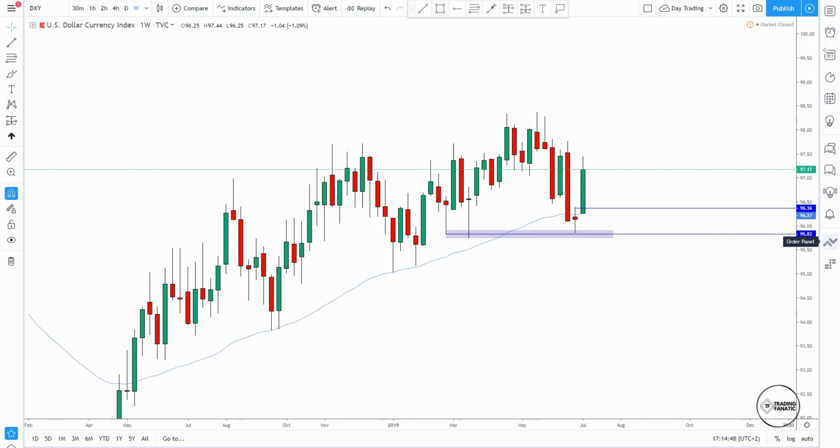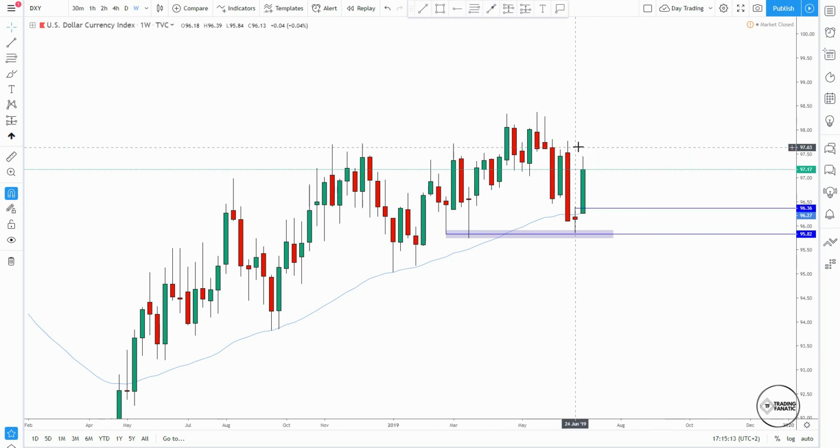As always, we're starting from the DXY because we must always be aware of the strength of the dollar, because we almost trade only USD based pairs, so we have to know how the dollar is moving, even the fundamental part of it. And yeah, so let's dig in deeper into the DXY, starting from the weekly time frame.